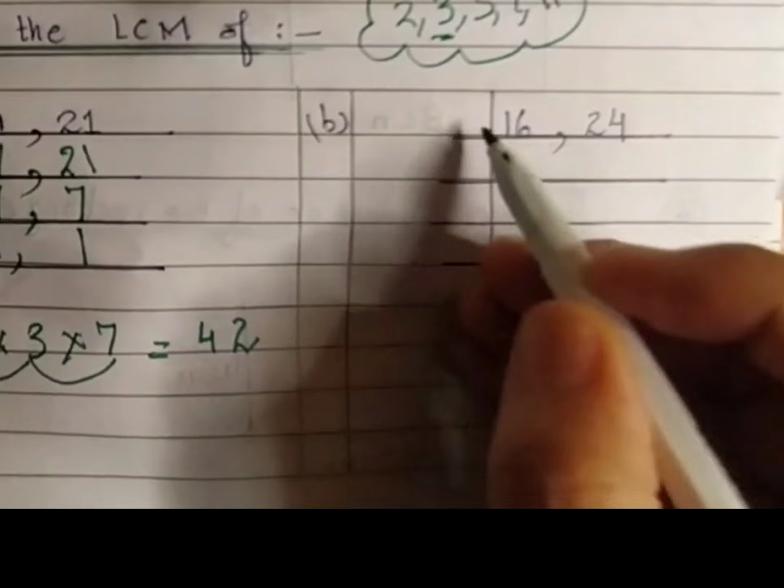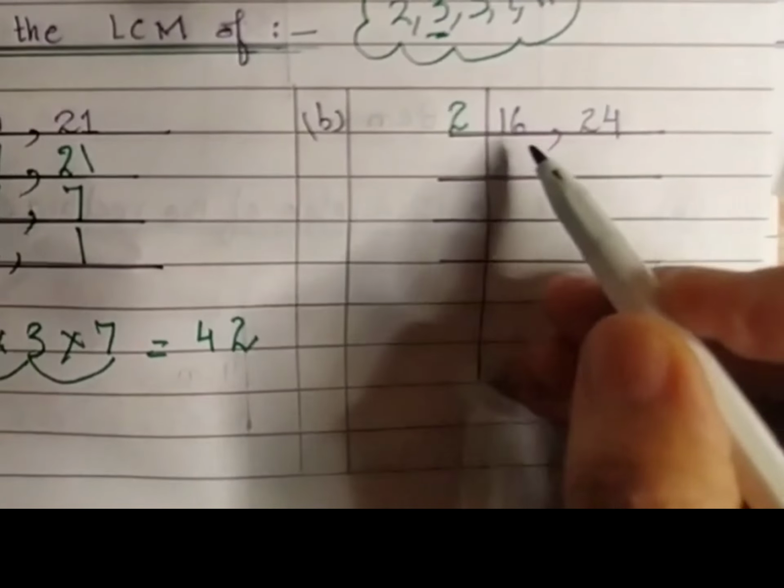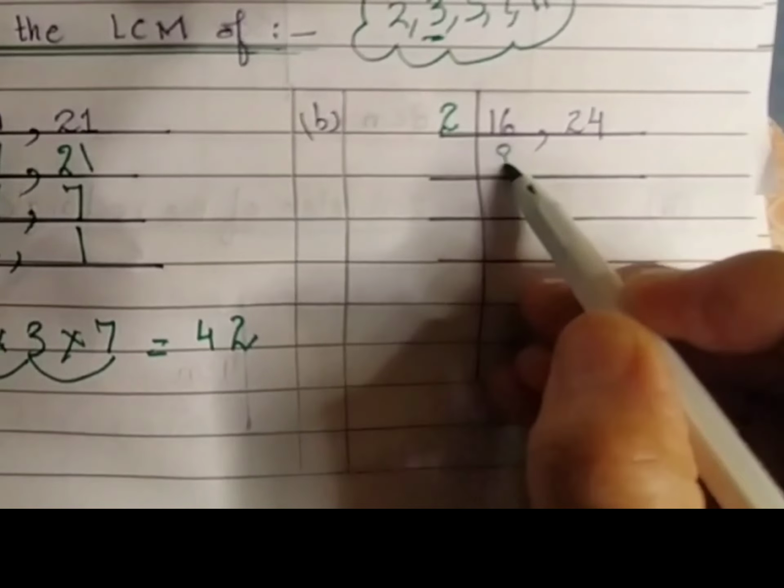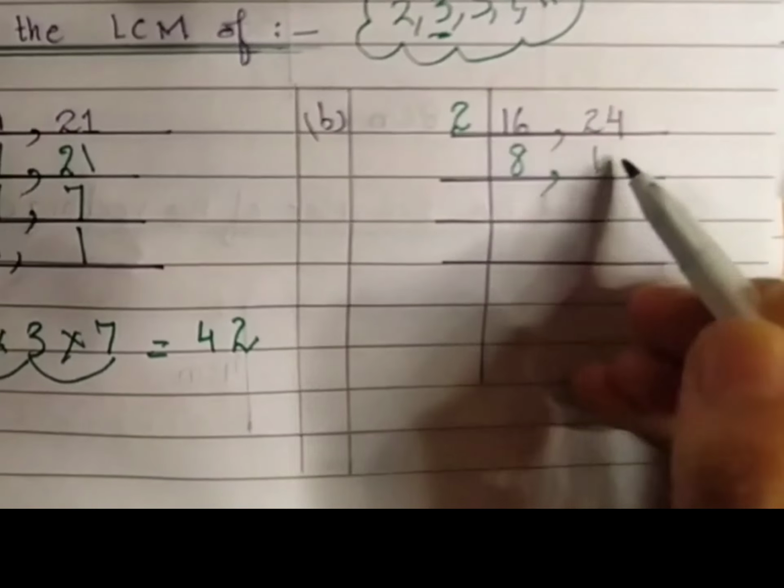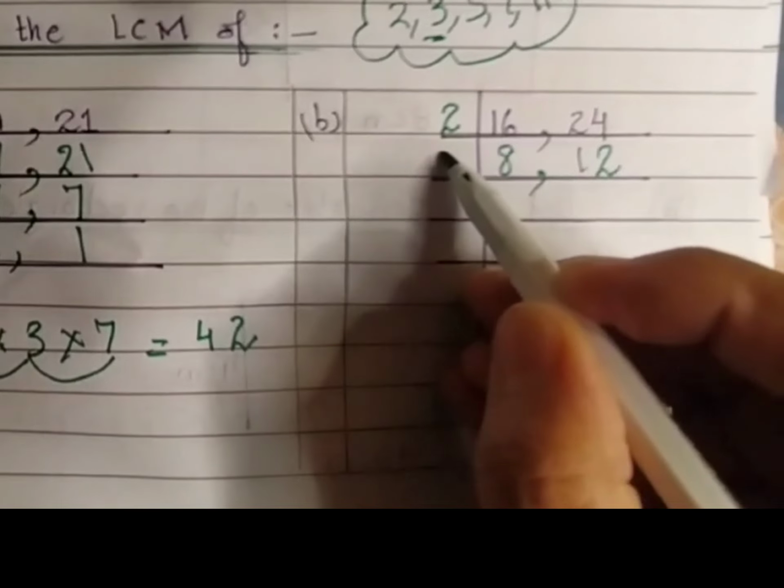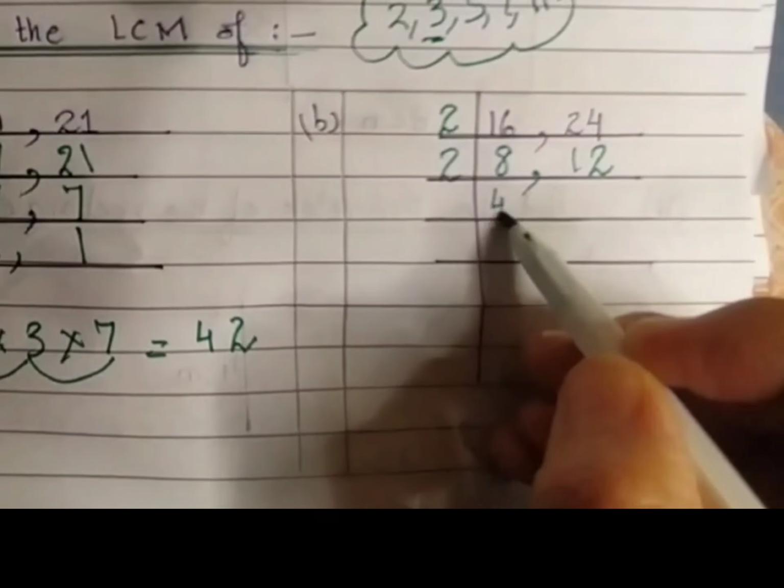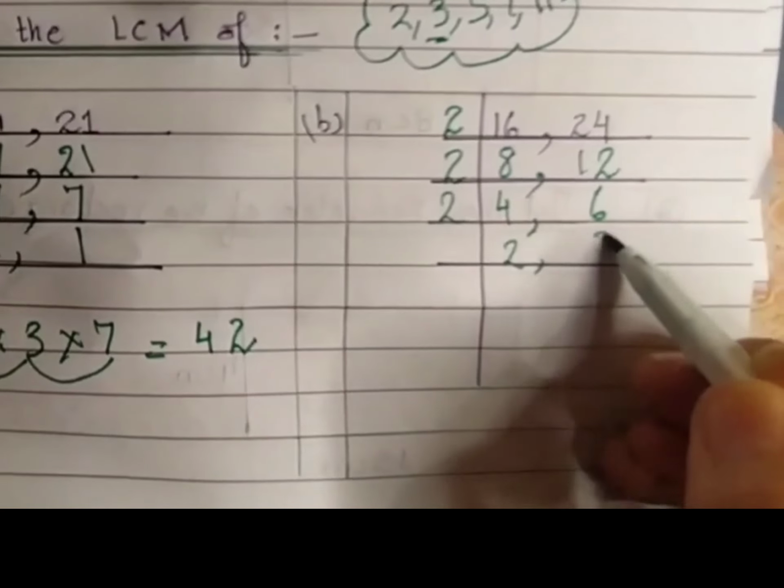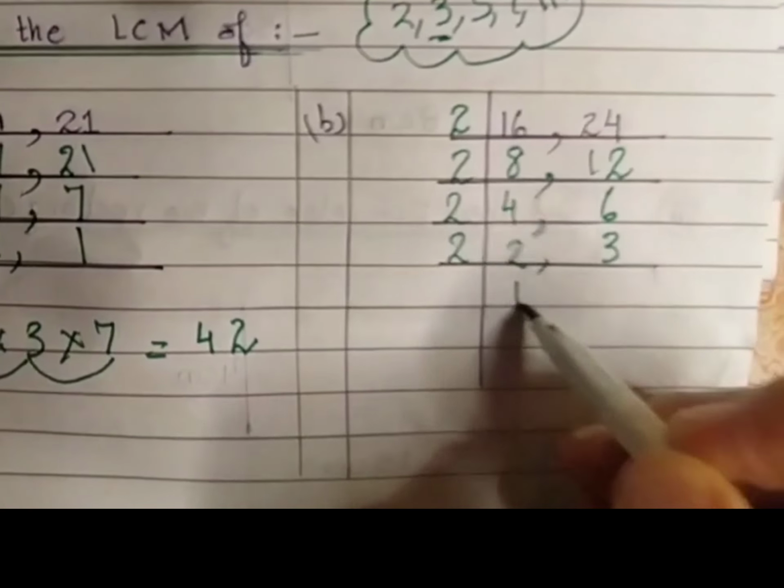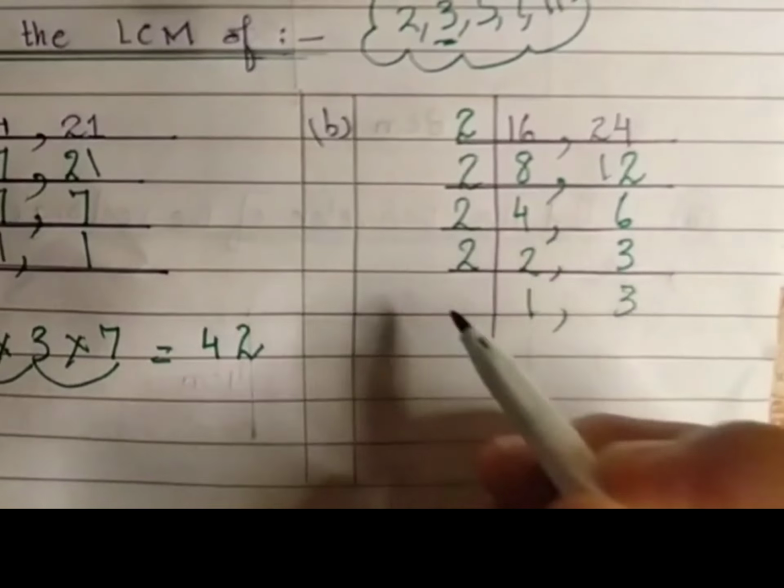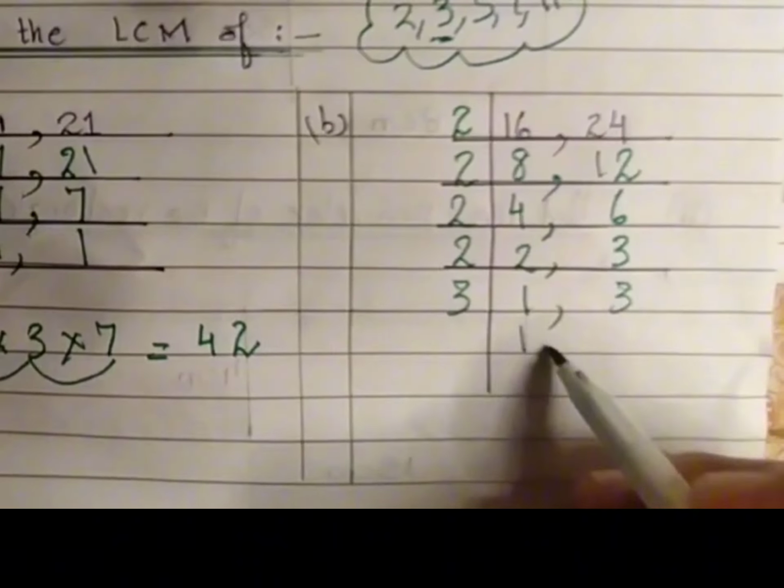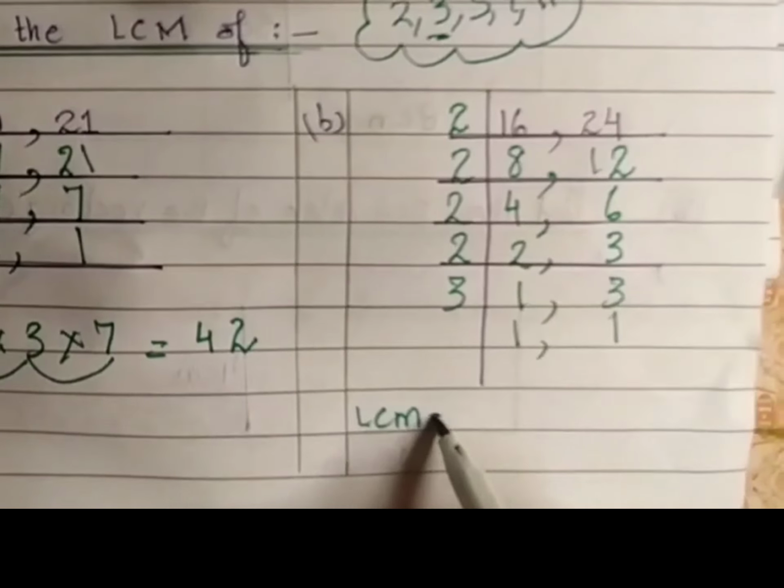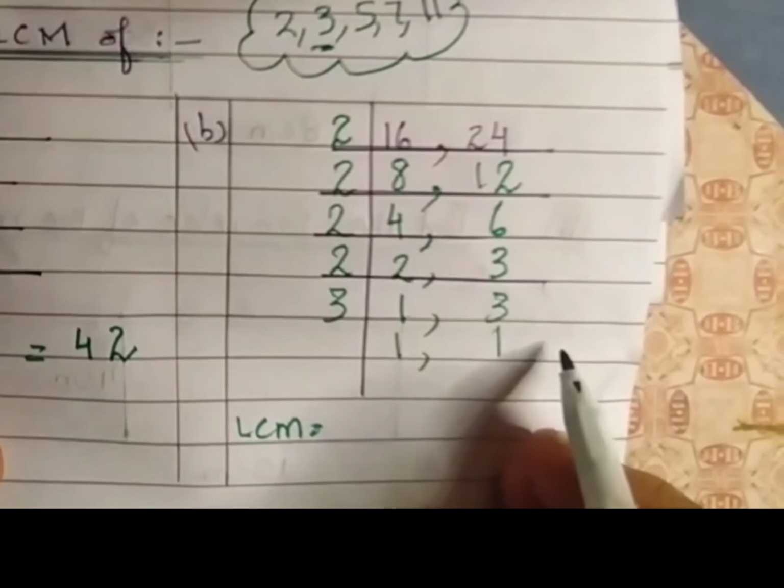Again, I'm going to use 2 times table here because I can see 6 and 4 here. These are even numbers. Okay, 2 8s are 16, comma 2 12s are 24. Again, 2 4s are 8, 2 6s are 12, 2 2s are 4, 2 3s are 6, 2 1s are 2. Bring this 3 down and then bring this 1, 3 1s are 3. LCM equals 2. How many 2s do you see here?